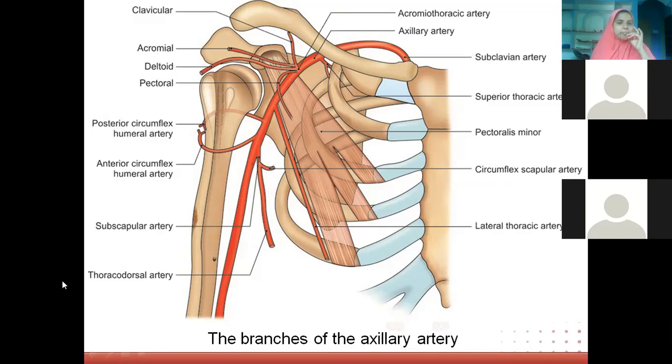So sometimes, when you see all the 6 branches, among all the 6 branches, the largest branch will be subscapular artery. Okay, and sometimes the subscapular artery size may be much bigger than the main axillary artery also. Such things are encountered when we are doing dissection.